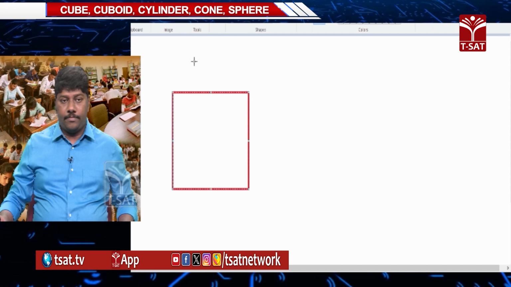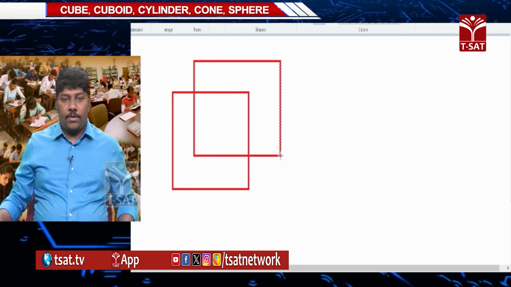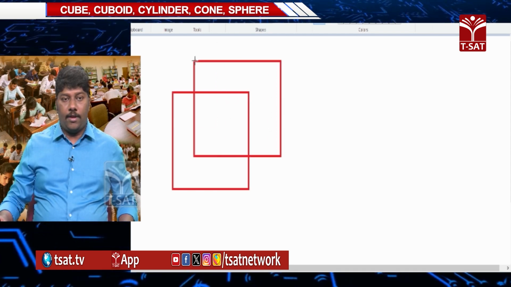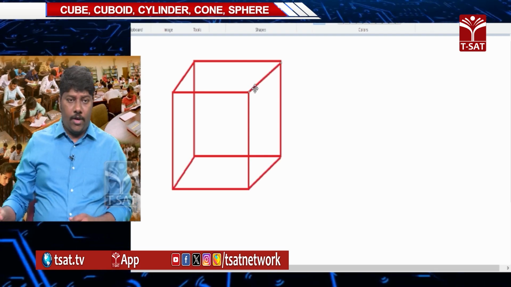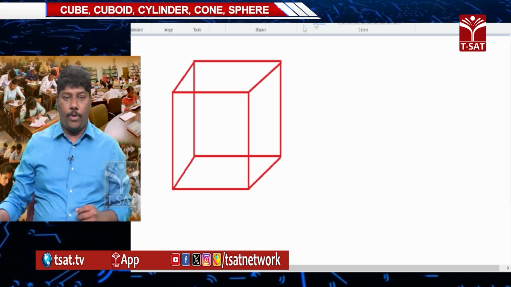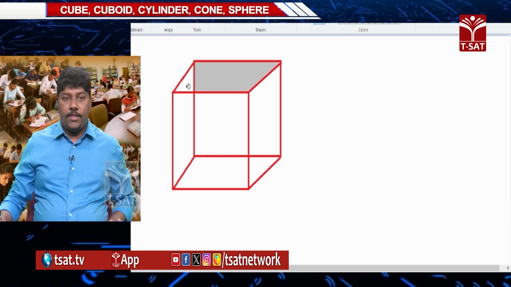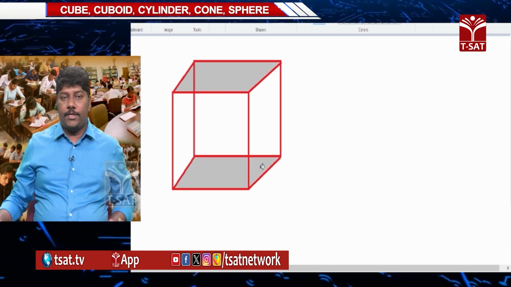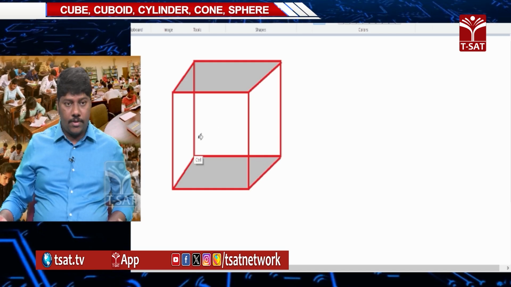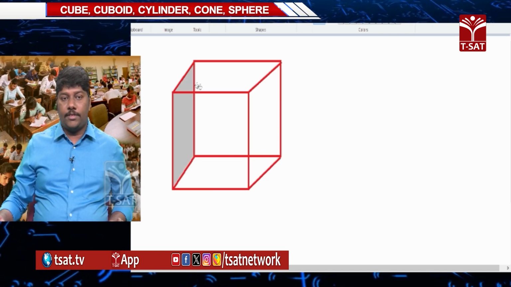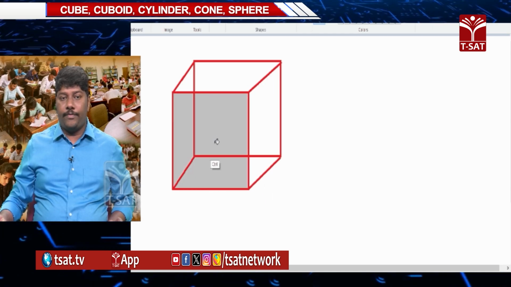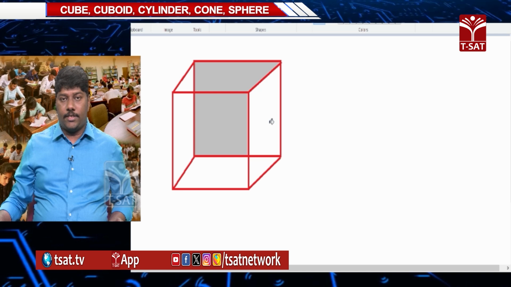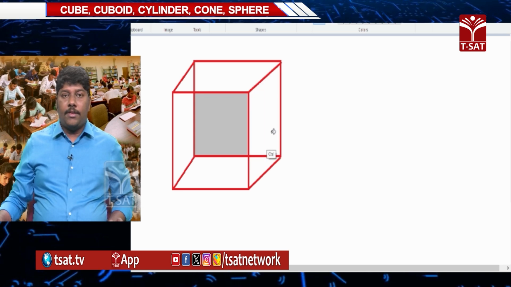A cube is actually a square prism where all the surfaces are the same. For a cube, there are 6 surfaces, and all those surfaces are equal. Here, this is the upper surface, this is the bottom surface. These two are side surfaces and these two are front and back. So, there are totally 6 surfaces.